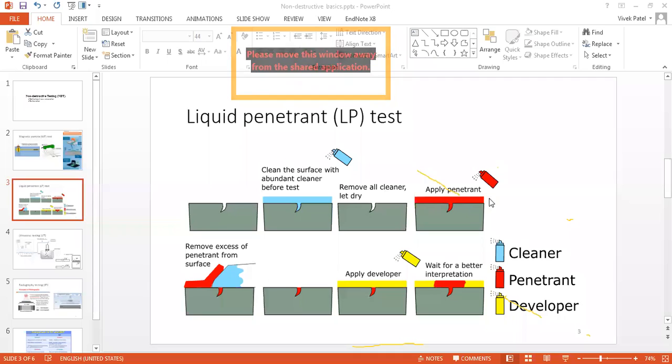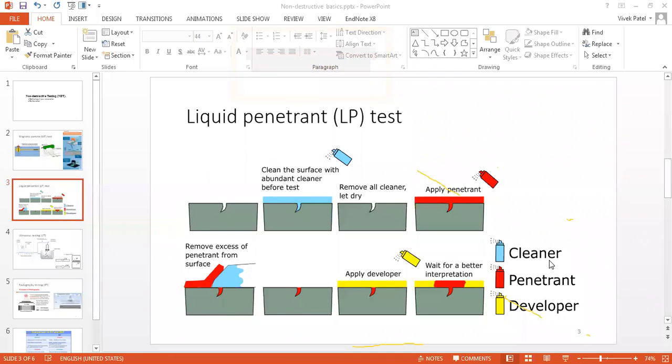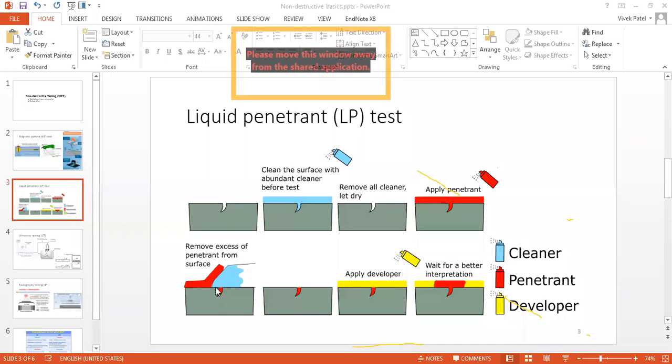Then after, the remaining penetrant on the surface has to be cleaned. So again, use cleaner to remove the excess amount of penetrant on the surface, and you see that the surface will be cleaned. Now, what is remaining? The penetrant occupied the volume having the similar volume of the defect.